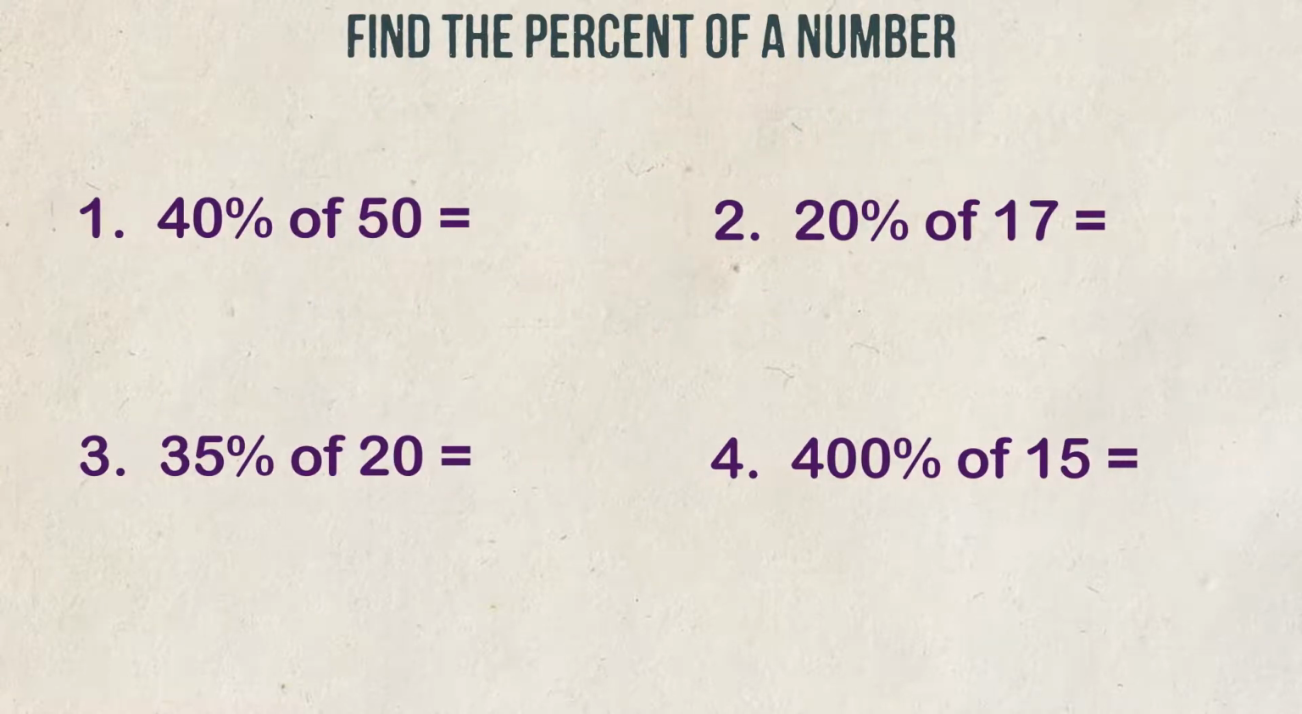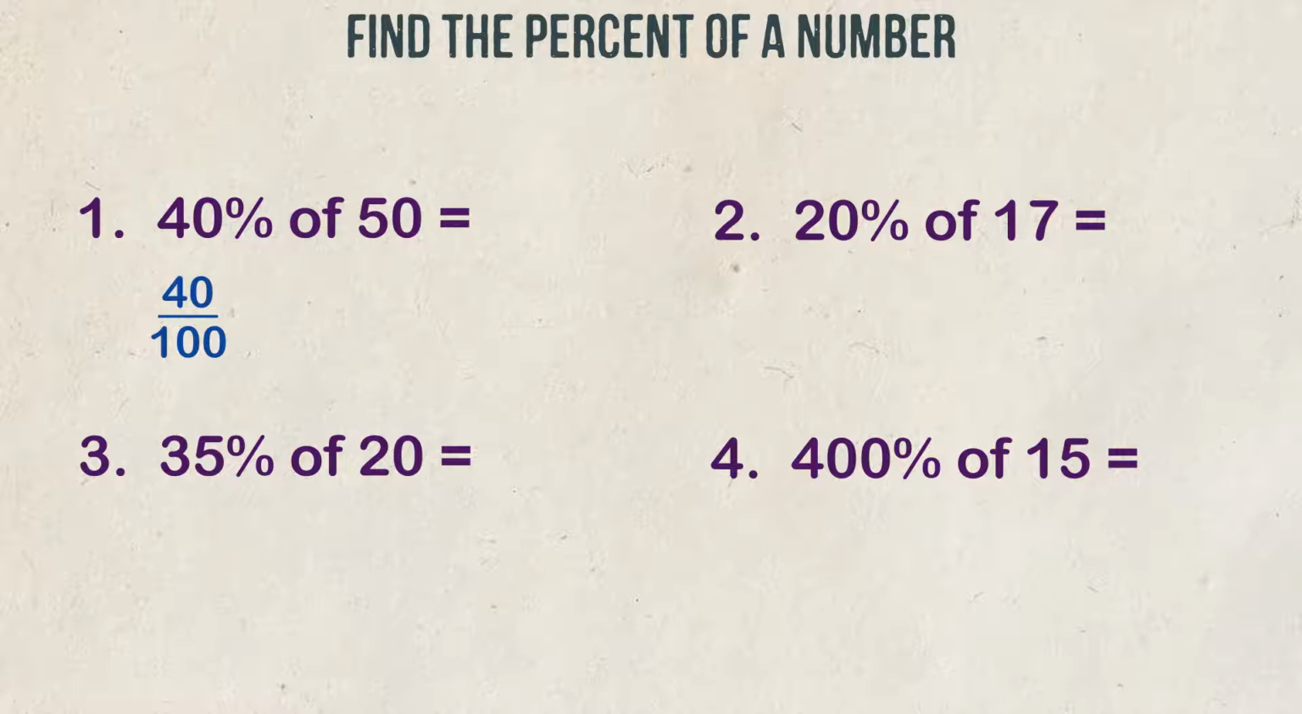First example, find 40% of 50. Let's do this example using the fractional method. When we look at a percentage, we know the word percent actually means per 100. So 40% can be written in fractional terms as 40 per 100 or 40 over 100.